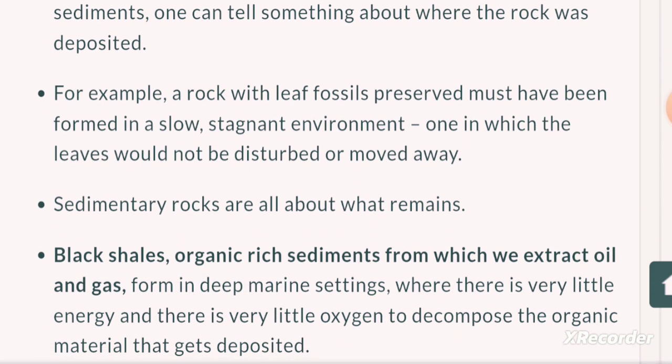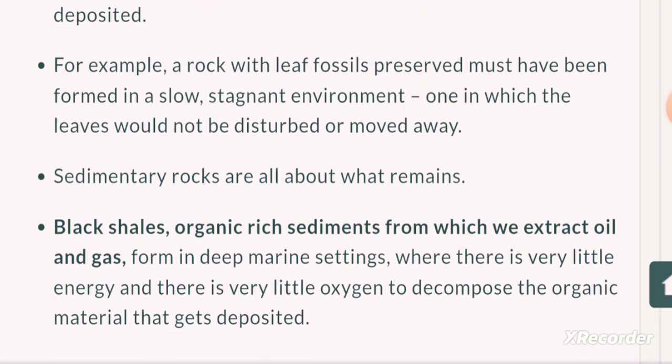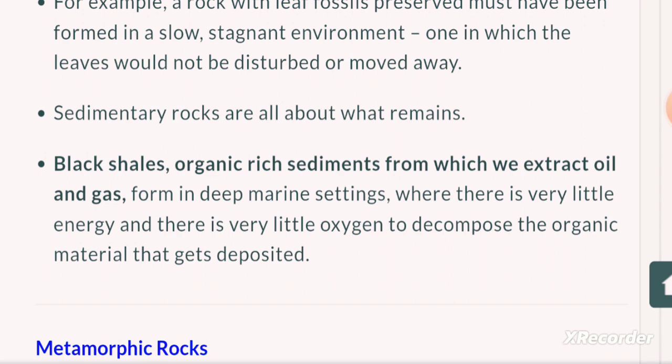In sedimentary rocks, things are fixed for millions of years. Sedimentary rocks are all about what remains. Black shales are organic-rich sediment from which we extract oil and gas, from deep marine settings where there is very little energy and very little oxygen to decompose the organic materials that get deposited.